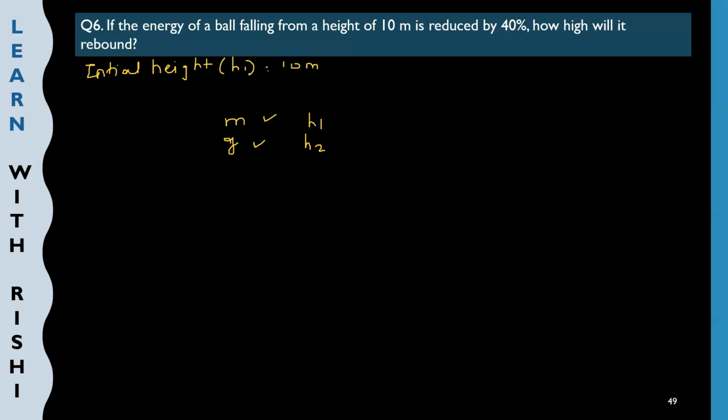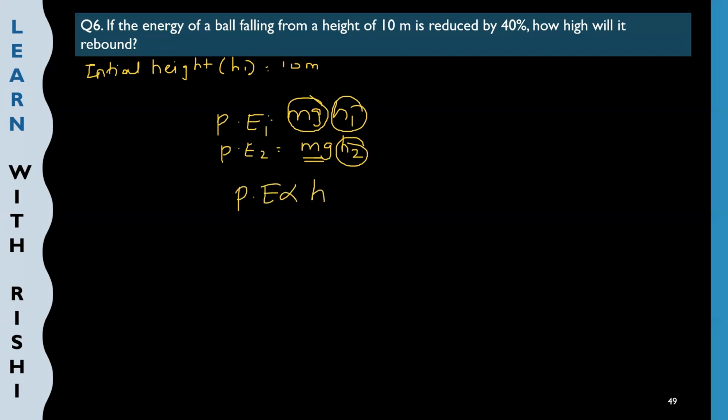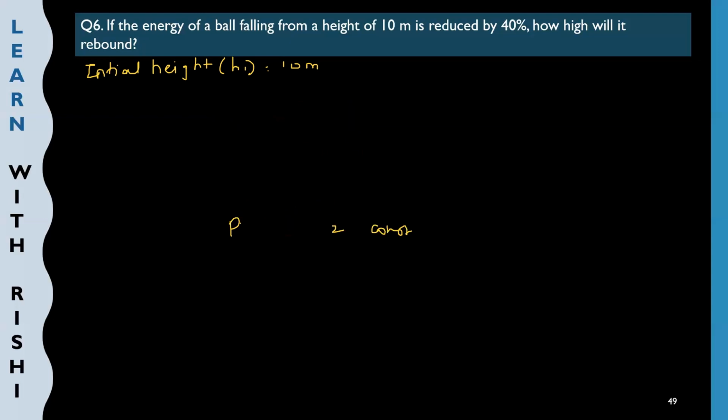So what is the formula for potential energy? The formula for potential energy is mgh. So mg here is constant. For potential energy 1 as well as for potential energy 2, only the height changes. mg is constant. So I can say that potential energy is directly proportional to height. Potential energy 1 is directly proportional to height 1, and potential energy 2 is directly proportional to height 2, since m, that is mass, and g, that is gravitational acceleration, both are constant. Okay, so I hope you understood this story.